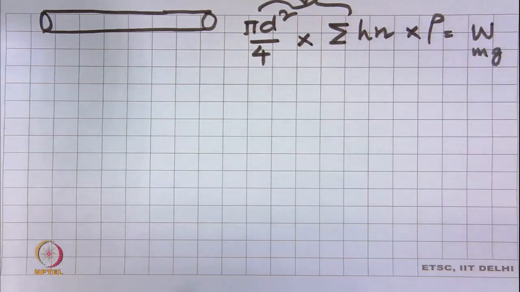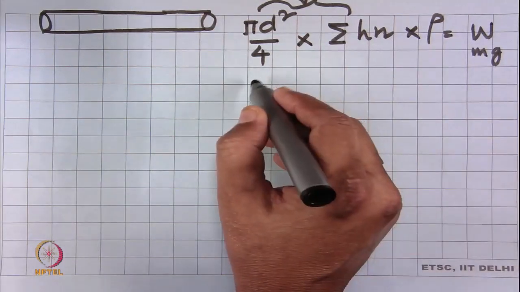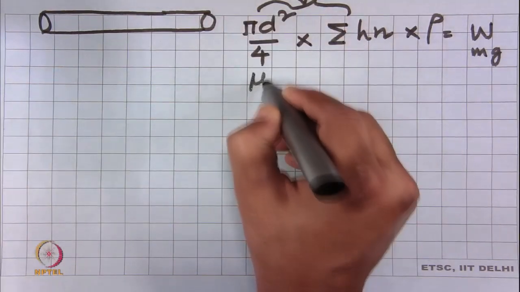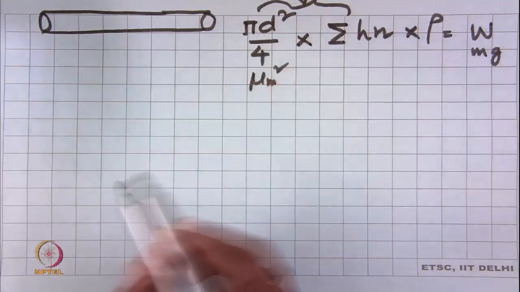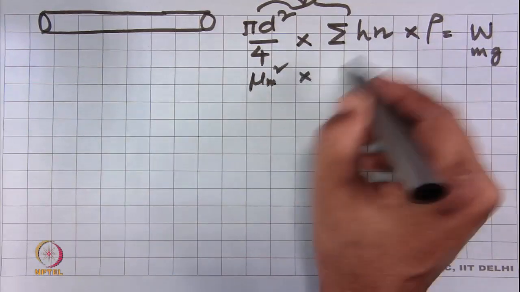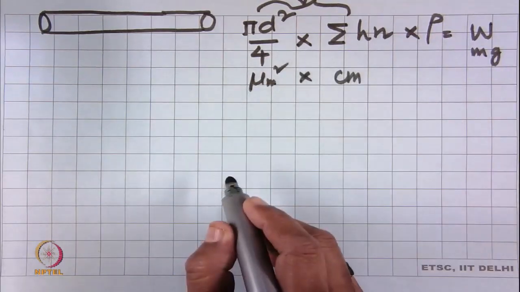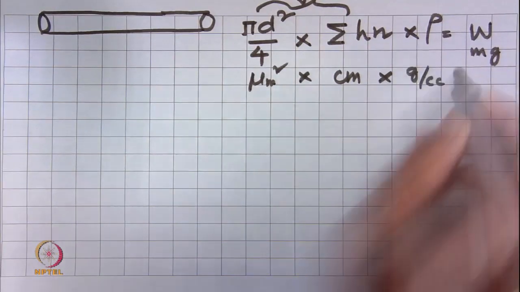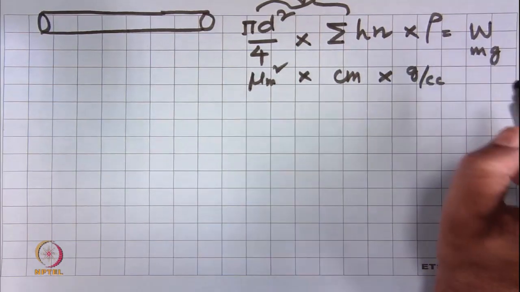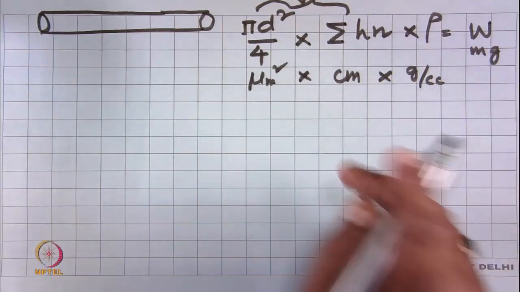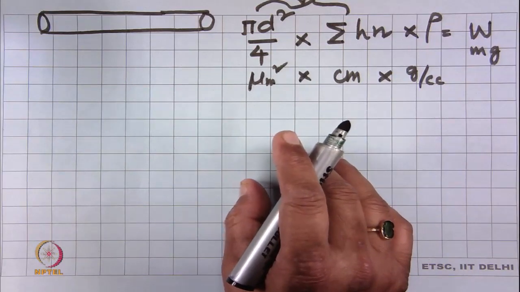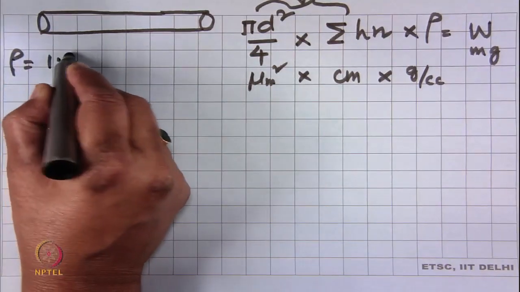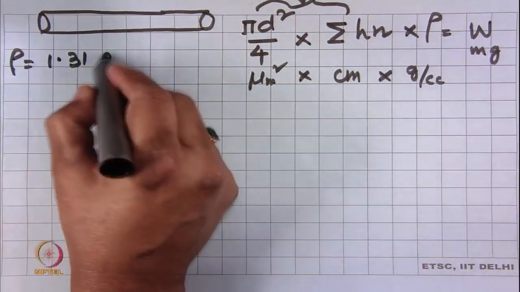Now, as per this formula we have seen, the unit of d square is micron square, because diameter is in micron, the length unit was in centimeter, the density unit was in gram per cc, and the mass unit was in milligram. This was the unit given. Now, what are we trying to do? We are trying to get this constant. Now, the density of wool is 1.31 gram per cc.